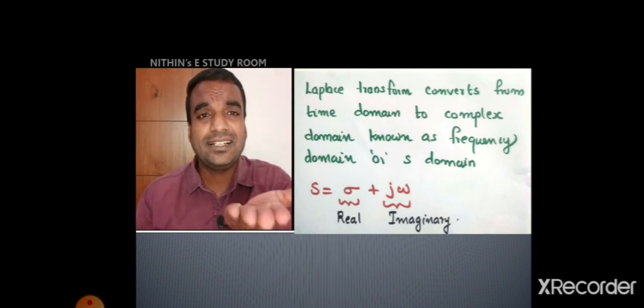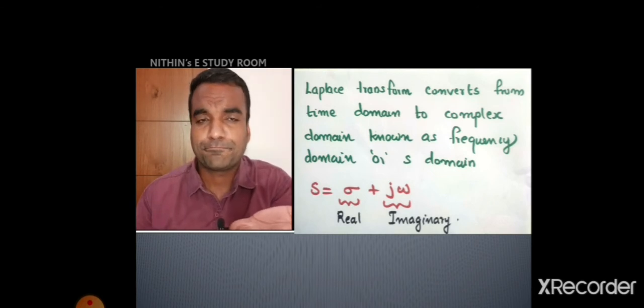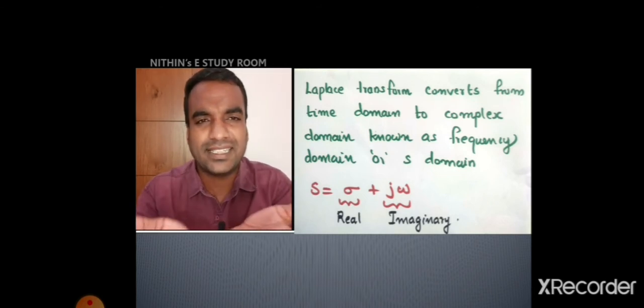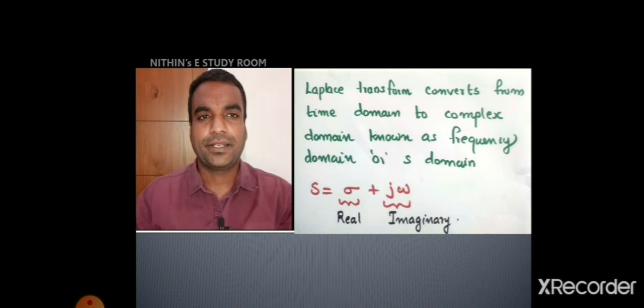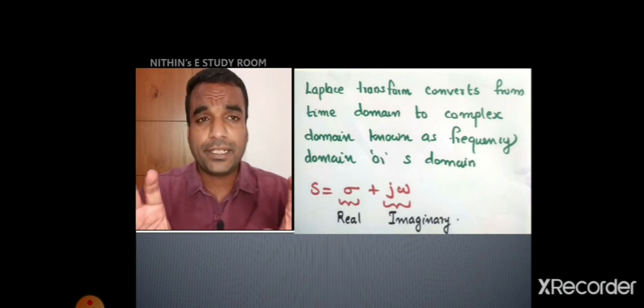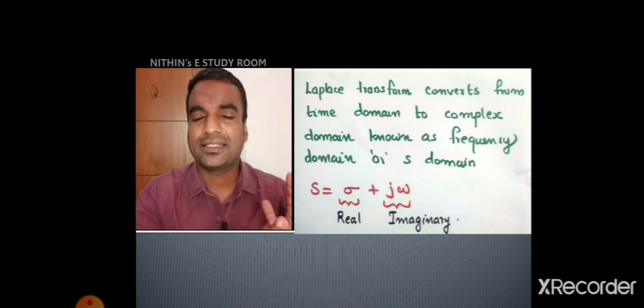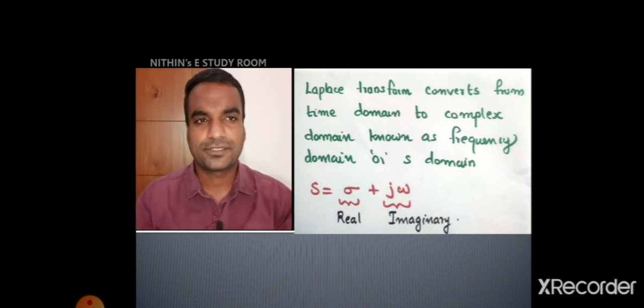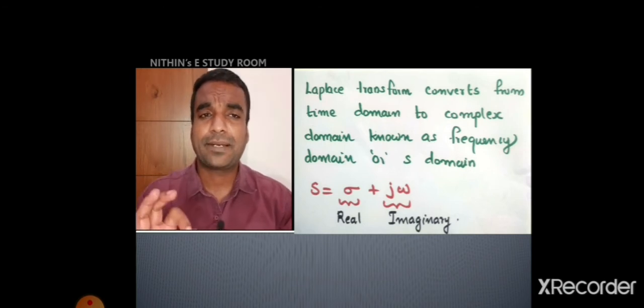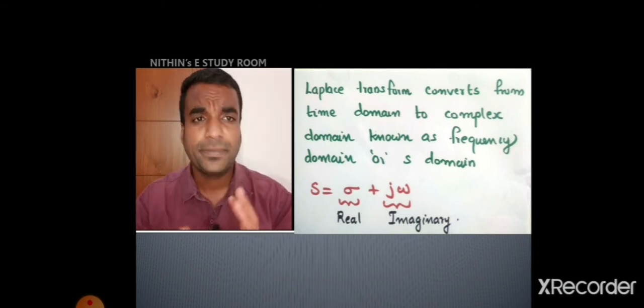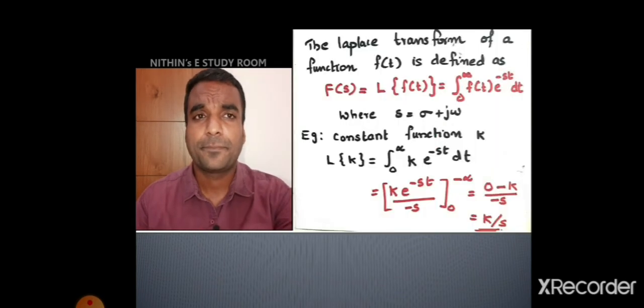That is a single dependent condition. But here it is depending on two things. One may be a real thing and the other may be an imaginary thing. That is the difference. So that domain is known as S domain. S is nothing but sigma plus j omega. Sigma is the real term, j omega is the imaginary term.